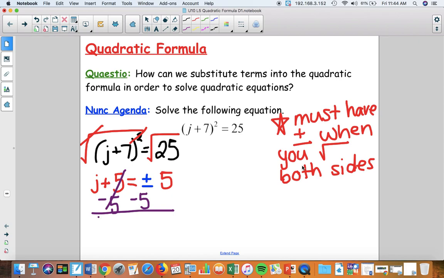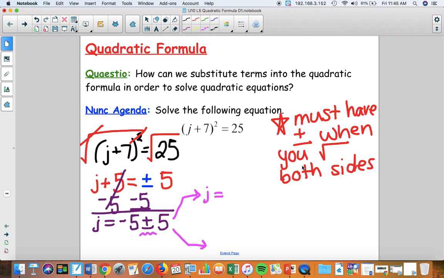Now we have to be careful here, okay? When we just subtracted the 5, we cannot combine that with the plus or minus 5 yet. So we write it as such, -5 plus or minus 5. Now we have two answers from this. This is where the plus or minus comes in. So to get our two answers, we split this up. This plus or minus gives us our two answers.